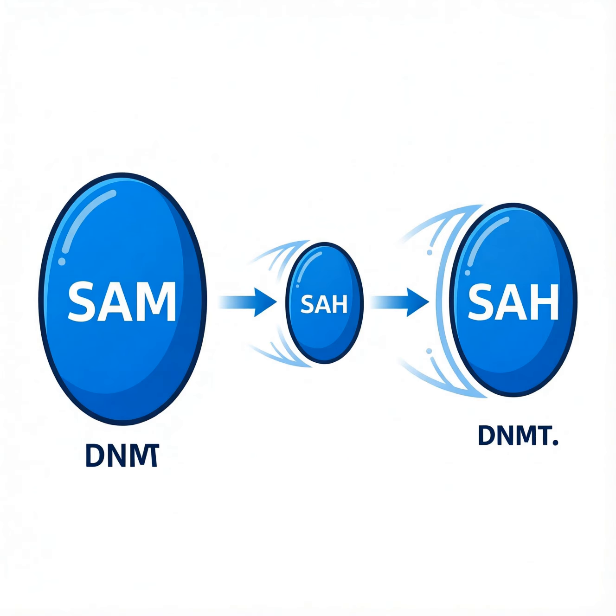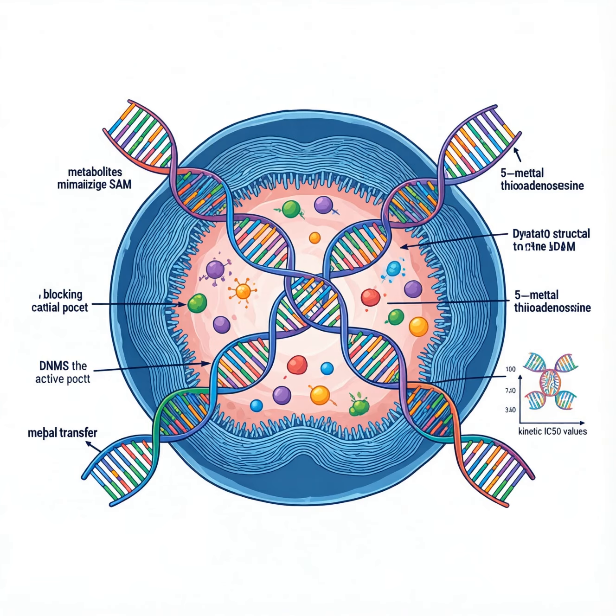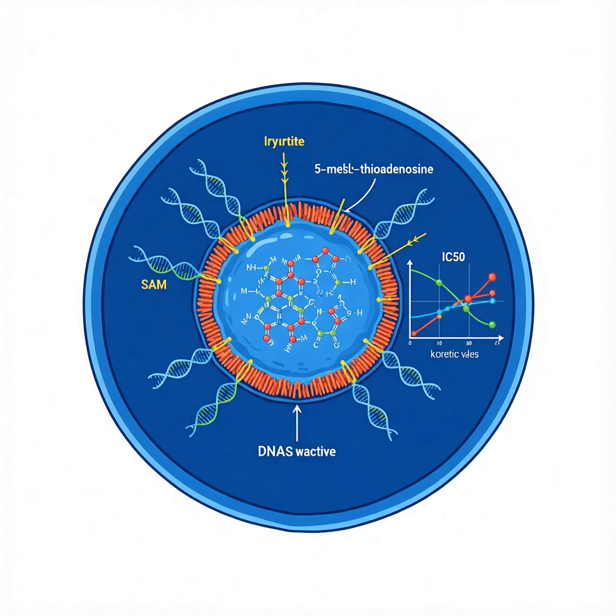DNA methyltransferases use S-adenosyl methionine, or SAM, as the methyl donor. The catalytic pocket binds SAM tightly through hydrogen bonds and hydrophobic contacts. Certain microbial metabolites, such as butyrate, can enter this pocket by structural mimicry. Butyrate lacks a sulfur atom, but fits the shape of SAM's adenine moiety.